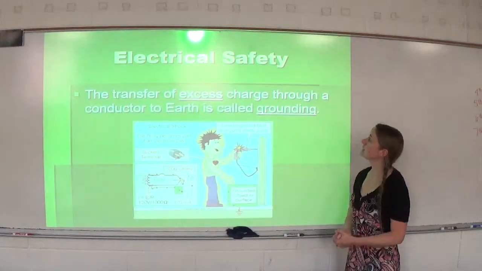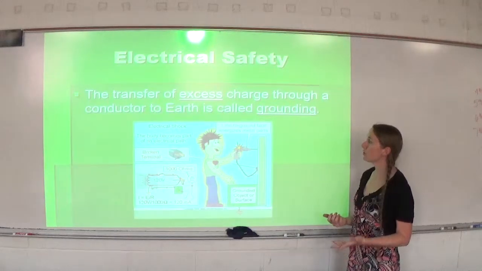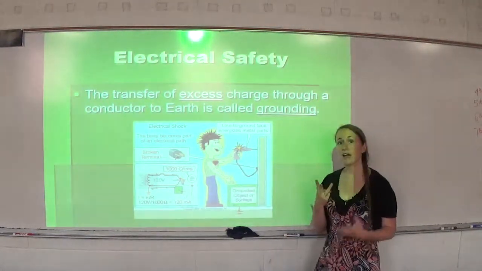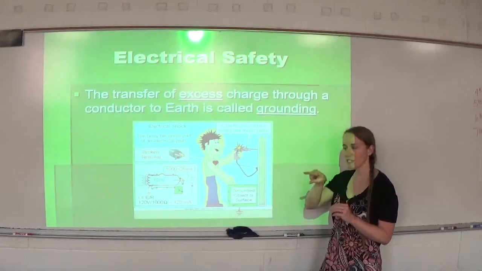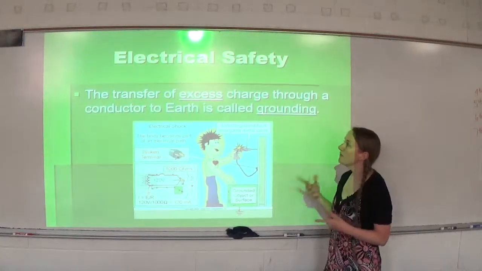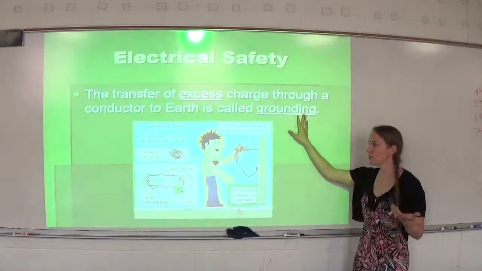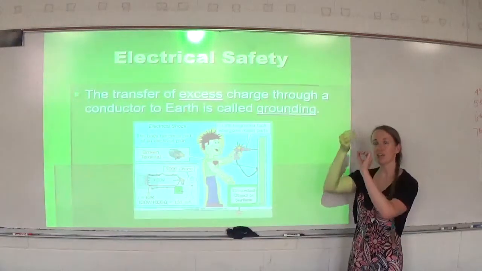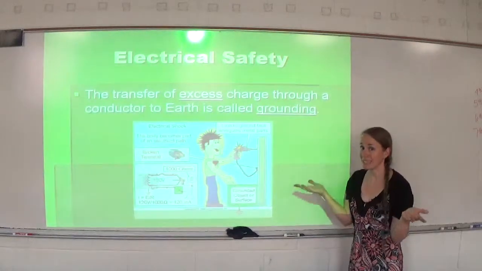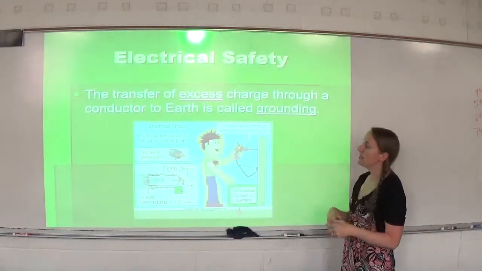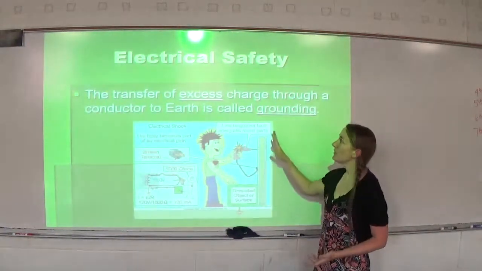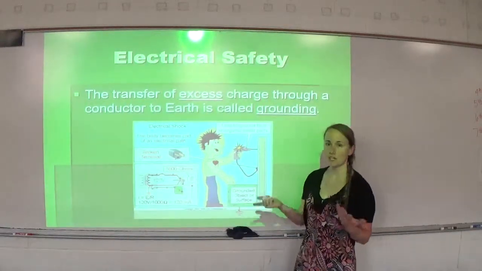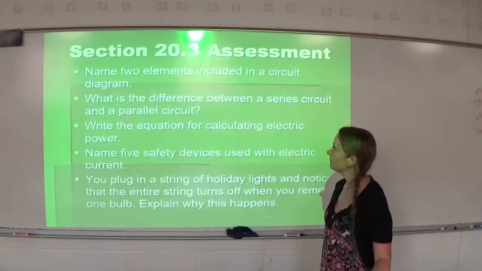The transfer of excess charge through a conductor to earth is called grounding. So if you've ever seen the 3-prong outlets, the plugs, instead of just the 2, it has that third one, that is your grounded plug. Or sometimes if you're putting in a light fixture or something, you'll have an extra wire that you screw into really nothing, and that's your grounding wire. And so if there is an excess buildup of energy or charge, it can just pass through that instead of necessarily electrocuting a person or something like that.